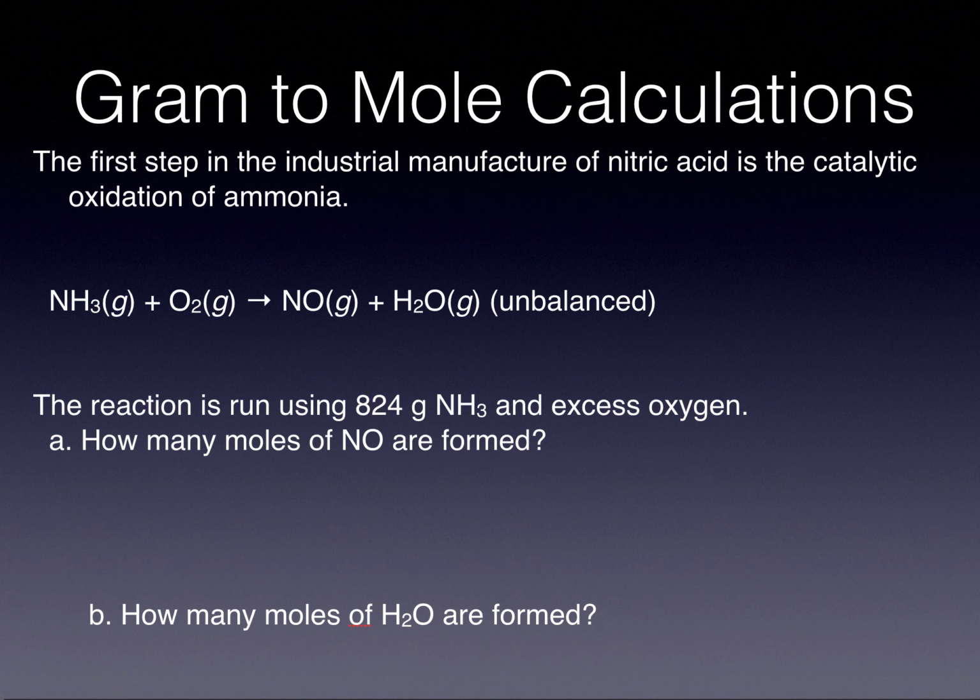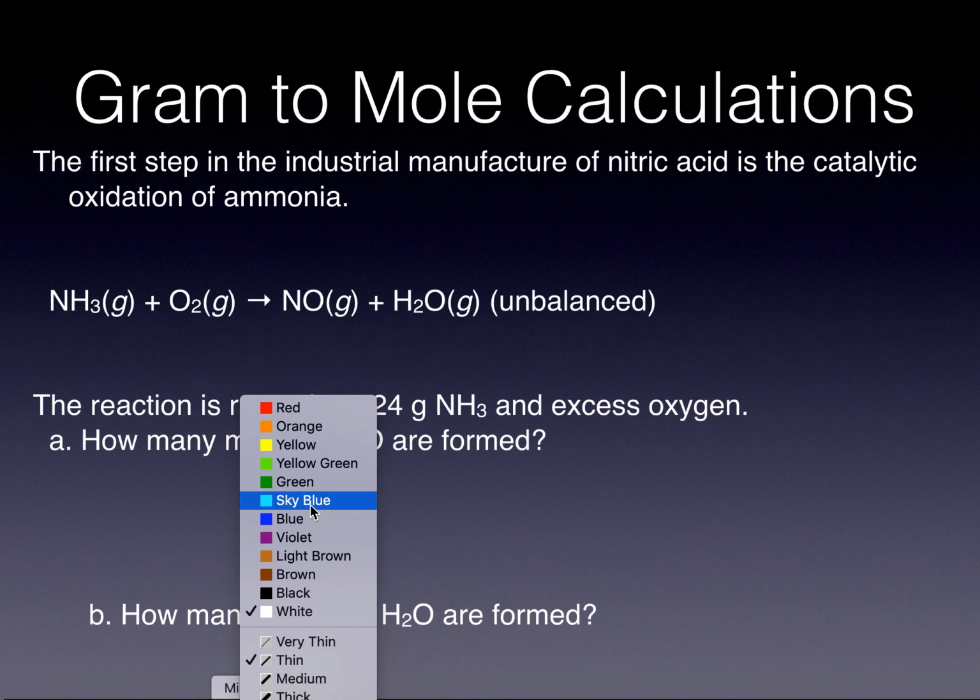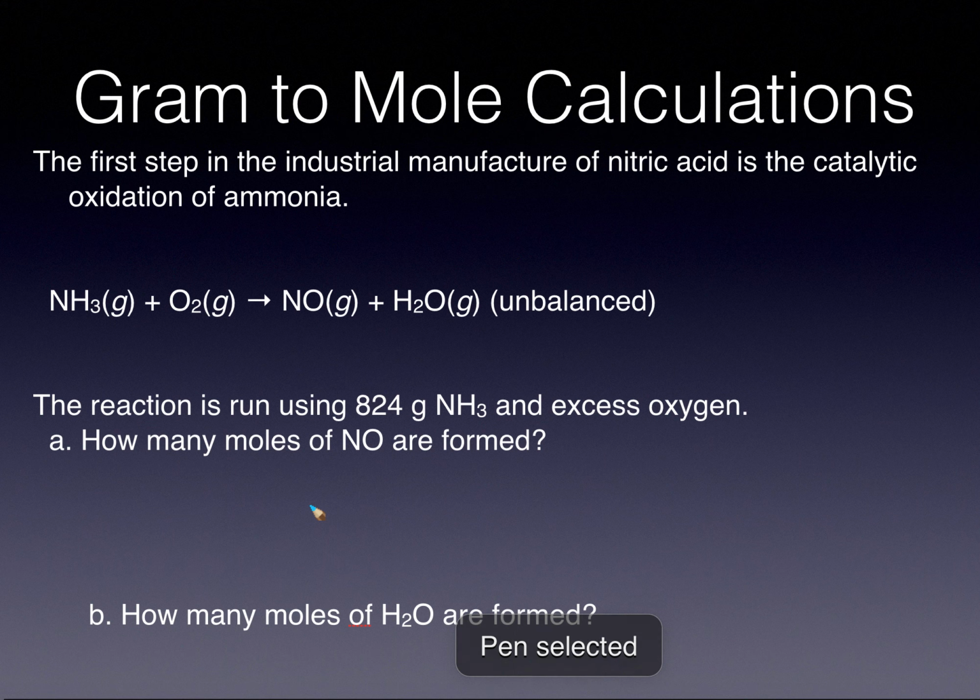Now we'll do one more example here for gram to mole. So the first step in the industrial manufacture of nitric acid is the catalytic oxidation of ammonia. So it tells us our equation's unbalanced. So that's the first thing we need to do here. So let's try to balance this equation. So let's try to put a 3 here. Let's put a 2 here. And let's see where we are.